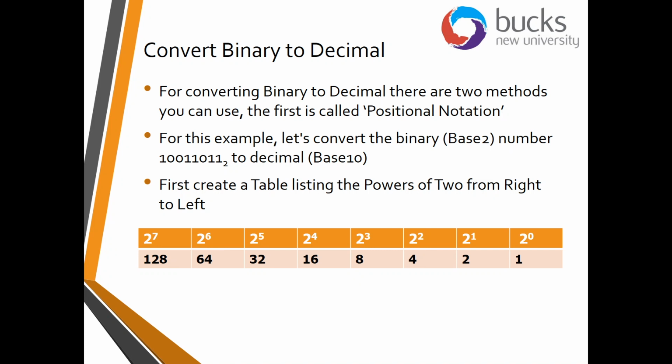So remember, 2 to the 0 is 1, 2 to the 1 is 2, 2 to the 2 is 4, 2 to the 3 is 8, 2 to the 4 is 16, 2 to the 5 is 32, 2 to the 6 is 64, 2 to the 7 is 128. Keep those in your head. You're simply doubling them each time, and after a while, 8 bits like this becomes very easy to recall.